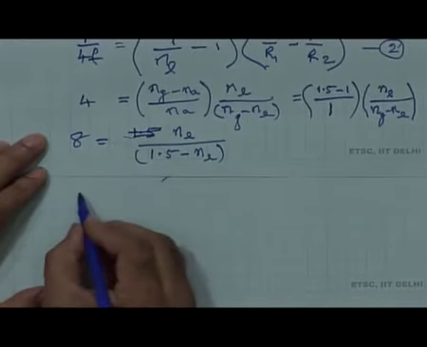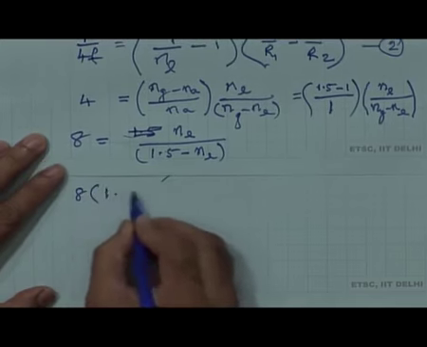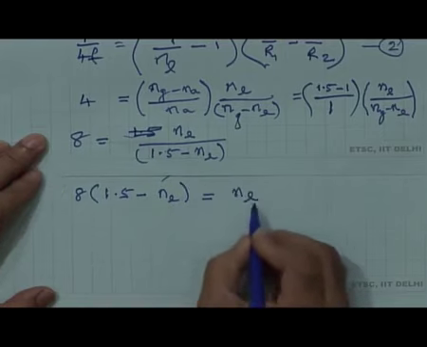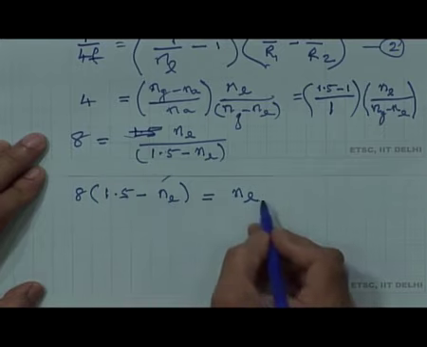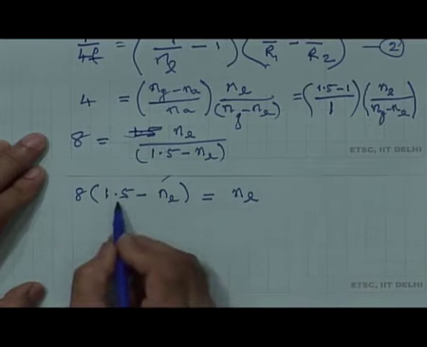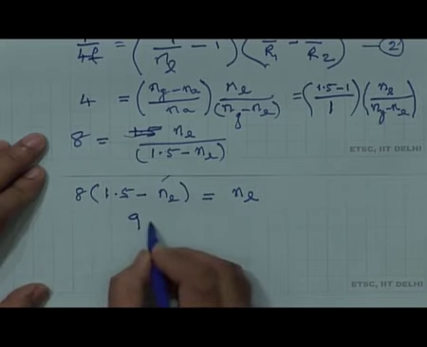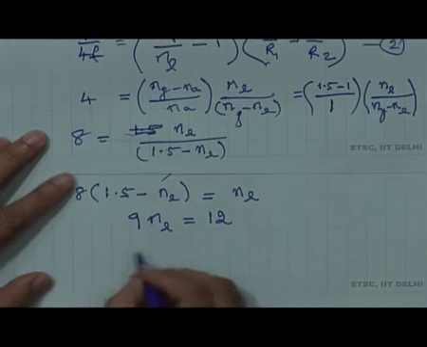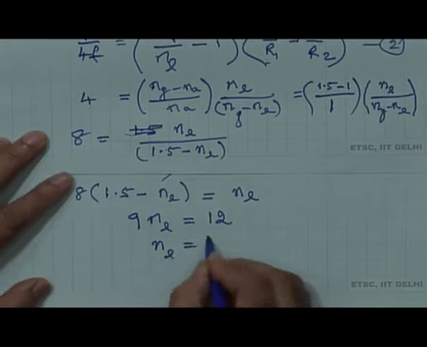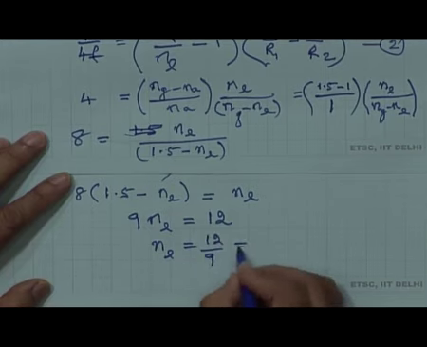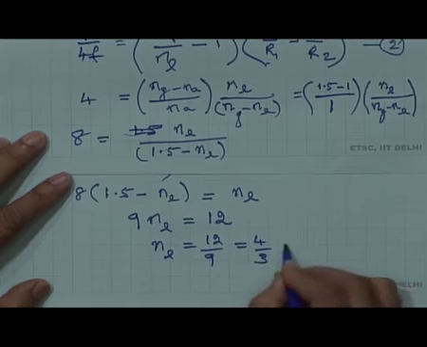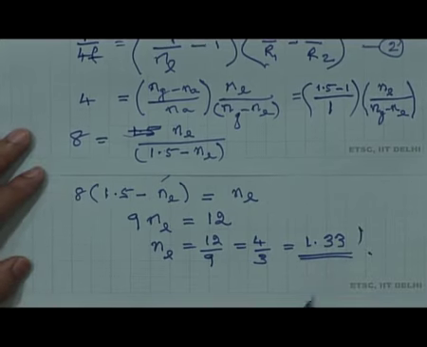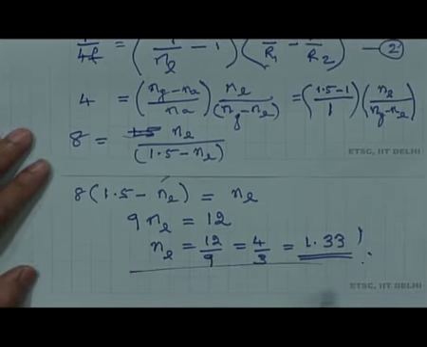So, we can transpose: 8 into 1.5 minus NL is equal to NL. So 8 NL goes to the other side, and becomes 9 NL. 8 into 1.5 is 12. So we have 9 NL is equal to 12, or NL is equal to 12 by 9, which is equal to 4 by 3, which is equal to 1.33. The refractive index of the liquid is 1.33.